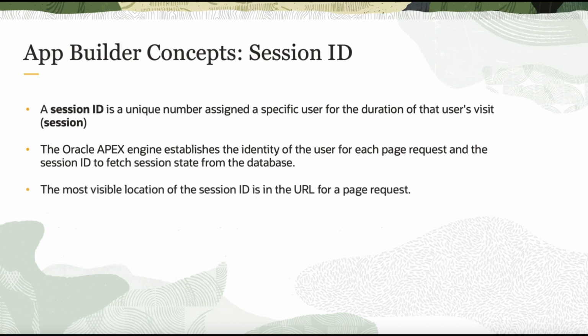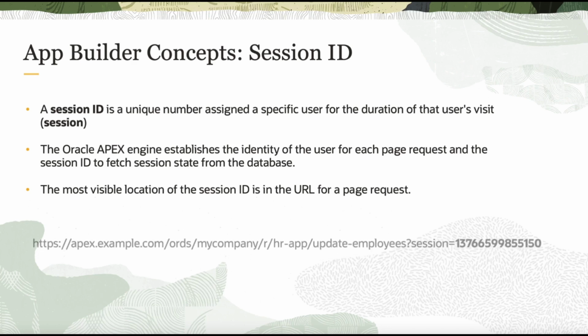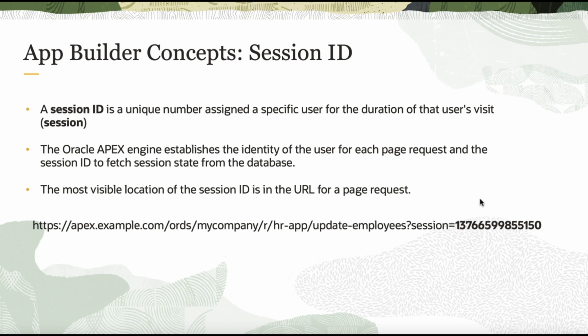The most visible location of the session ID is in the URL for a page request. The session ID displays as the third parameter in the URL. In the slide example, you see HR app is the application alias, update employees is the page alias, and the third parameter is a session ID, which is 13766.99855150.